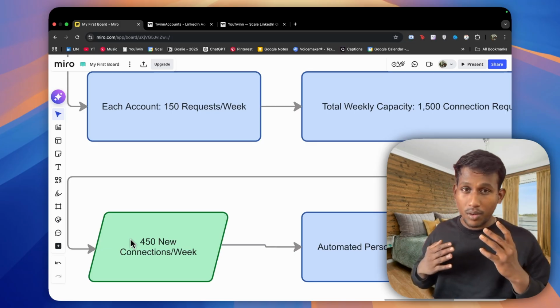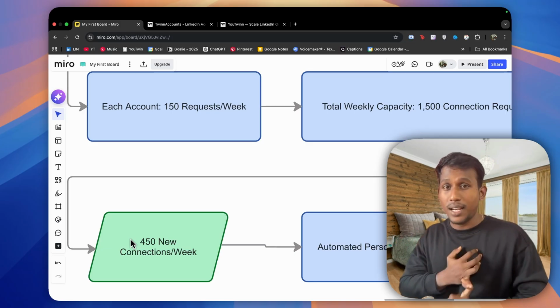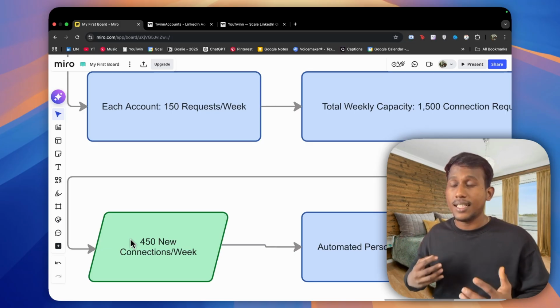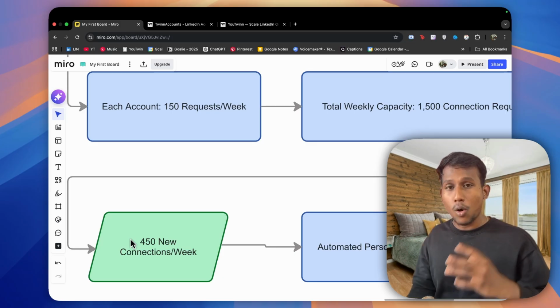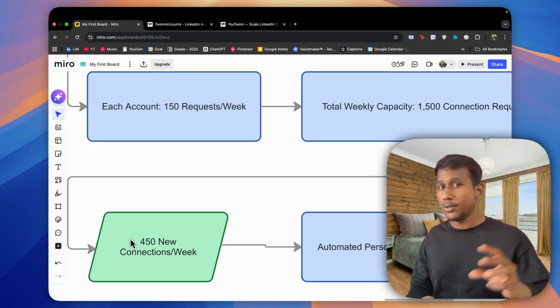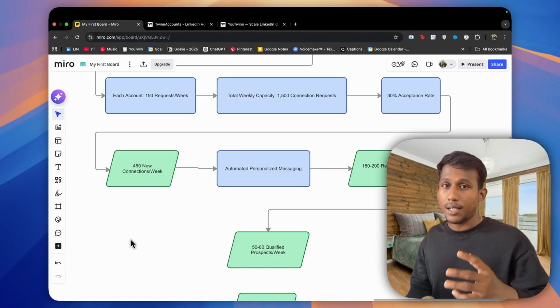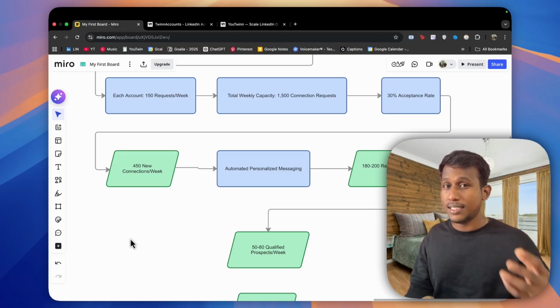All these 450 people will be under your ICP, and since they are on LinkedIn, the probability of them actually seeing the message is very, very high. Suddenly the whole system is entirely profitable just because you use 10 accounts. This is why people have started using multiple accounts for their outreach, especially on LinkedIn.